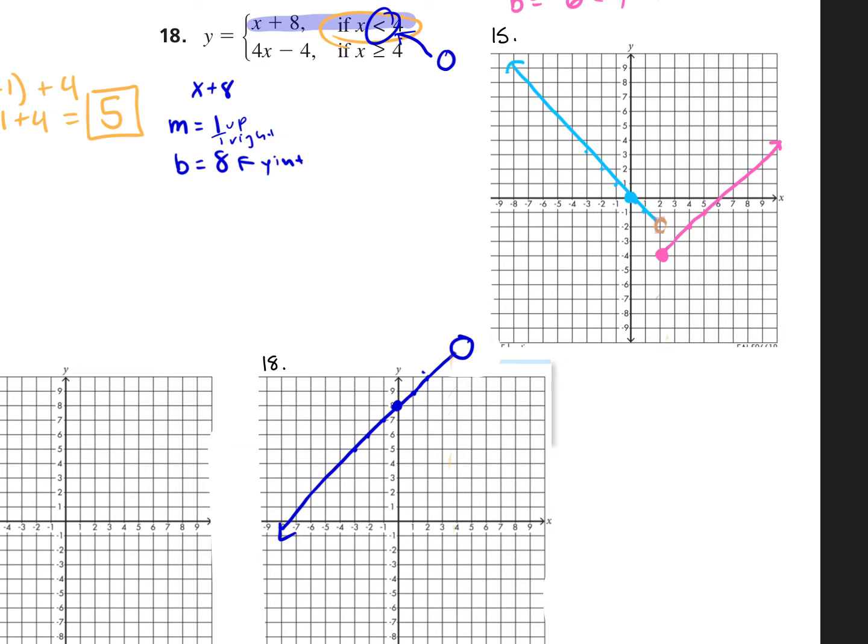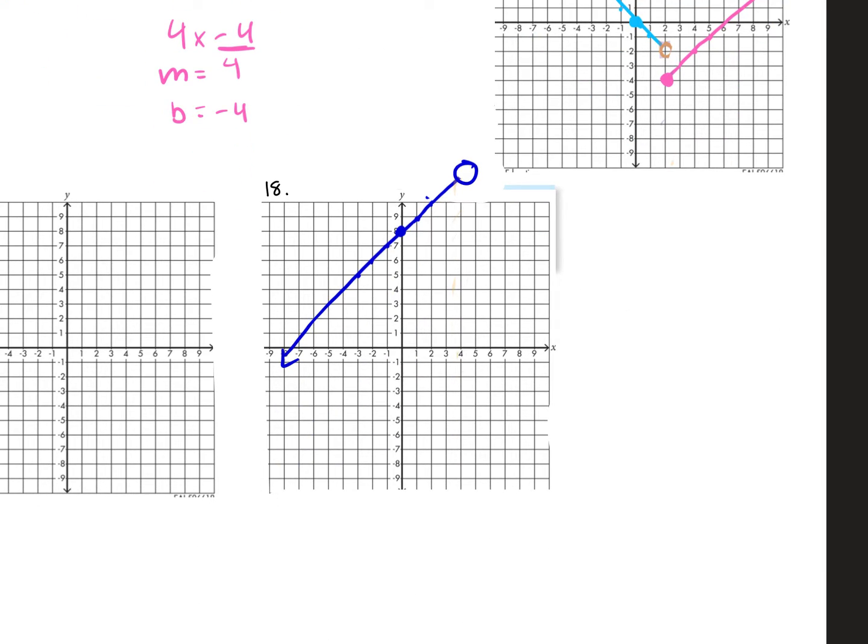So for the second piece, we have 4x minus 4. What's my slope? 4. What's my b? -4. Awesome. -4 is my b. What would I graph first? Graph -4, so I put a point at -4 at my y-intercept.